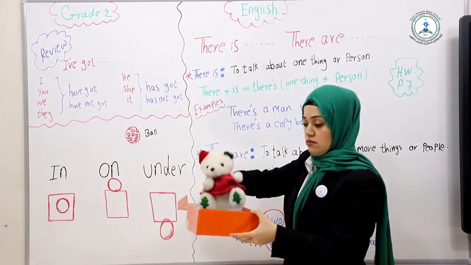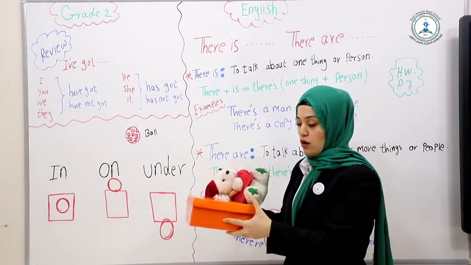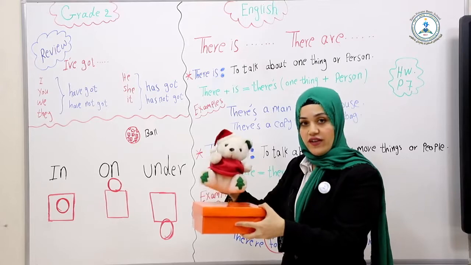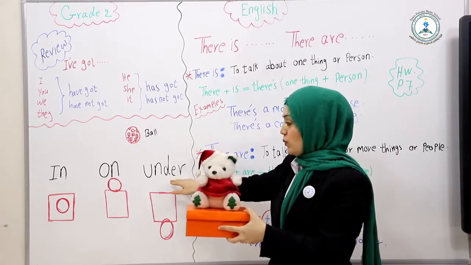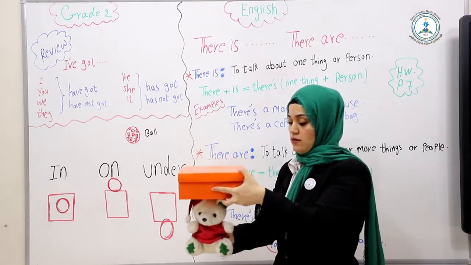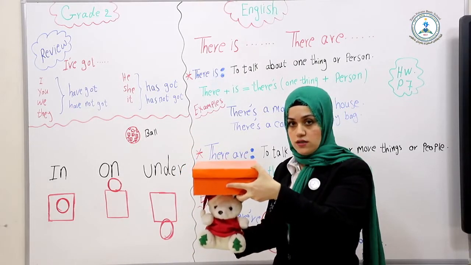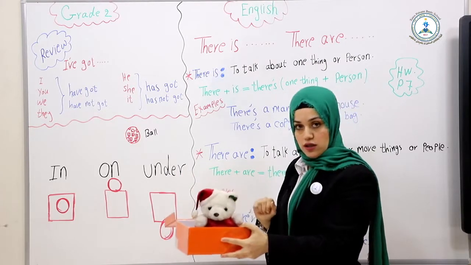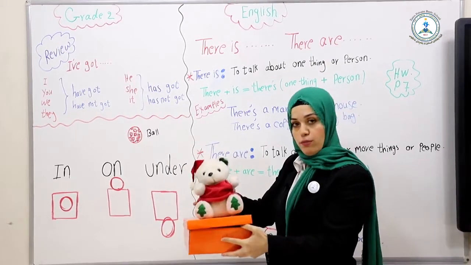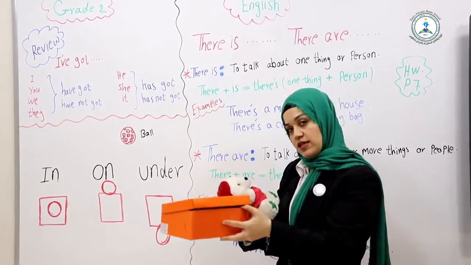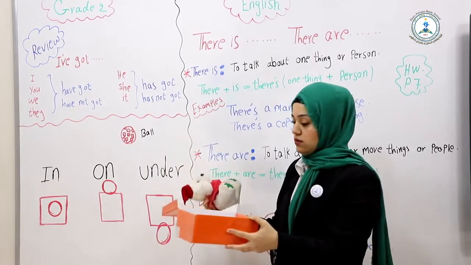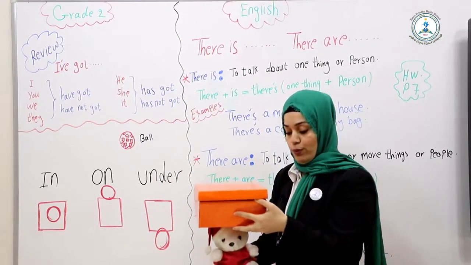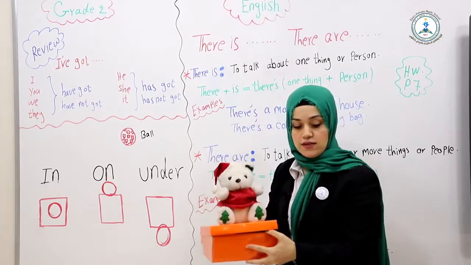Or if we make it on the top, on the box, we put it like this. The teddy bear is on the box. And the last one we have is under, we put the teddy bear under the box. So now the teddy bear is in the box, on the box, under the box. Let's repeat it again. In the box, on the box, and under the box. That's how we put the teddy bear with the box.